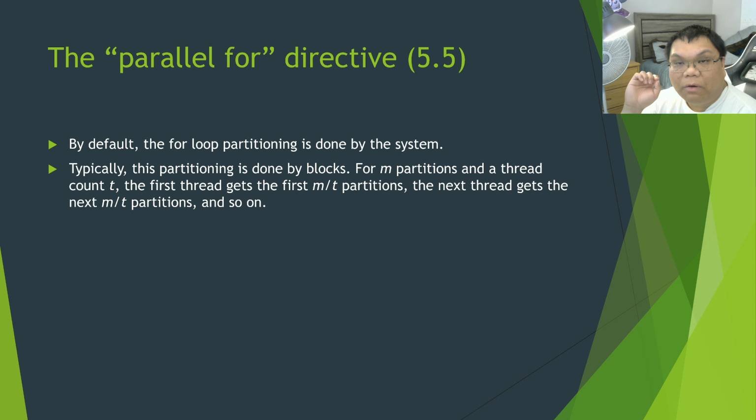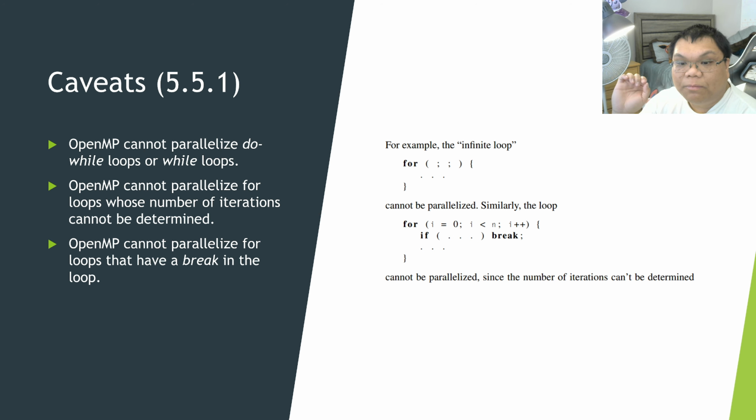So before we continue with bug fixing, I need to talk about a few caveats regarding parallel for. Because there are some for loop forms that OpenMP cannot parallelize. OpenMP cannot parallelize do while loops or while loops. OpenMP cannot parallelize for loops whose number of iterations cannot be determined. OpenMP cannot parallelize for loops that have a break in the loop. Also, it cannot parallelize an infinite loop.